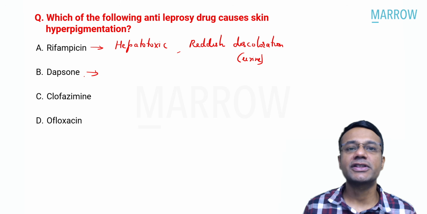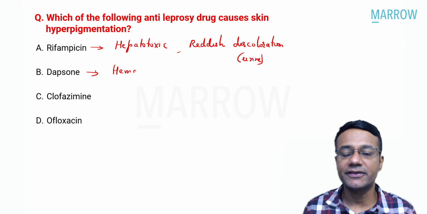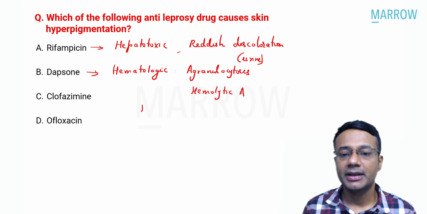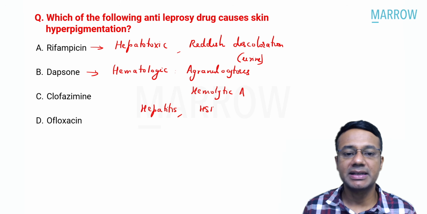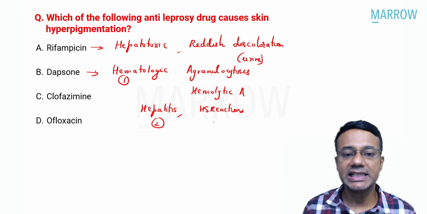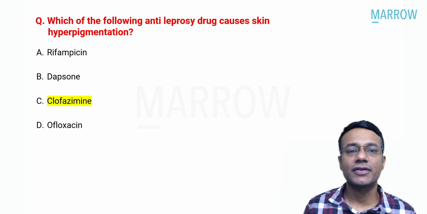Dapsone. What are the important side effects of Dapsone? Number one, we have hematologic side effects. When I say hematological side effects, we can have agranulocytosis. We can also have hemolytic anemia. Hepatitis is also one side effect of Dapsone. And lastly, we can have hypersensitivity reactions. So three important side effects of Dapsone to summarize would be number one, hematologic, number two, hepatitis, number three, hypersensitivity reaction. The correct answer for this question is C, clofazimine.